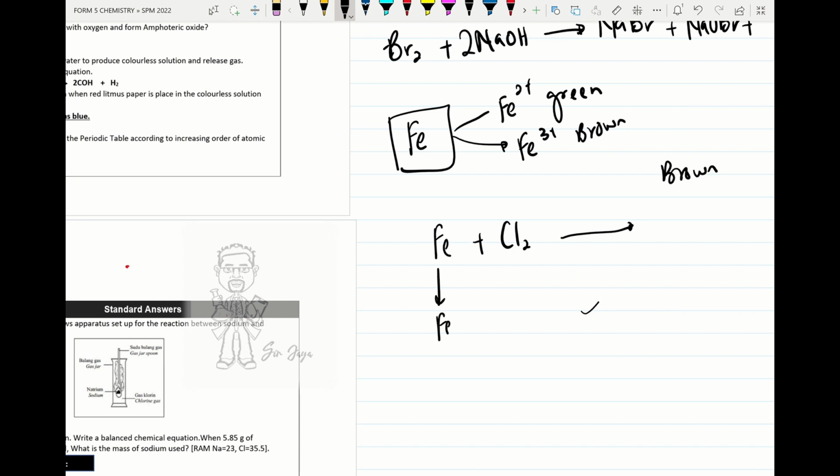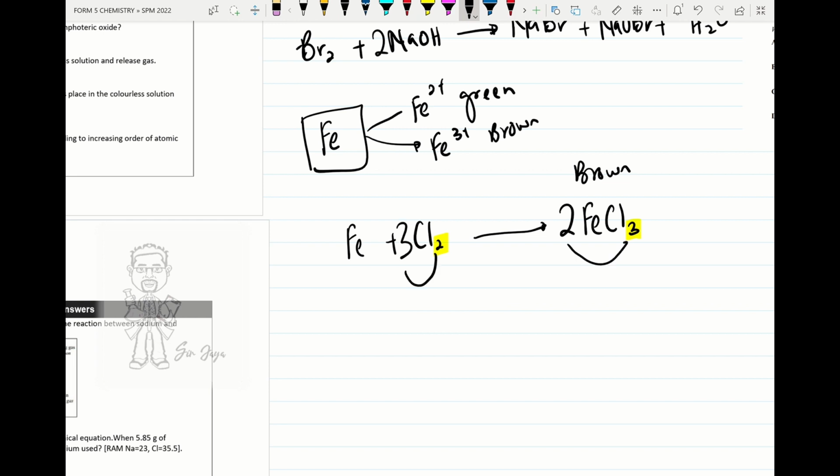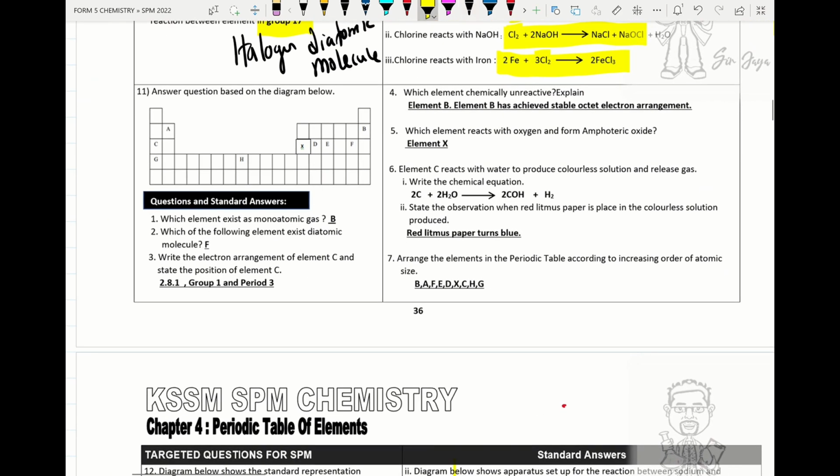Alright, so therefore we take iron 3 ion and chloride ion. During the chemical reaction, iron 3 ion will combine with chloride ion, form FeCl3. We take the 3, we put here. And how to balance the chemical equation? Balance the chloride 2 and 3. So we make it 2 times 3, 6. 3 times 2, 6. Iron 2, iron 2. Alright, so the name of the product formed is iron 3 chloride. Move on to the next question. Question number 11.